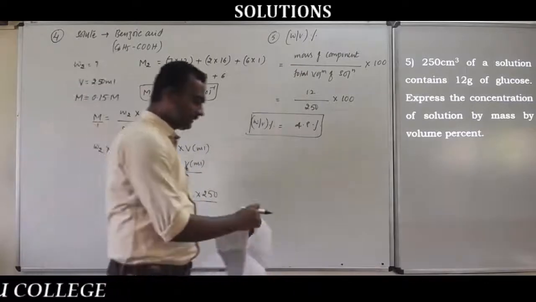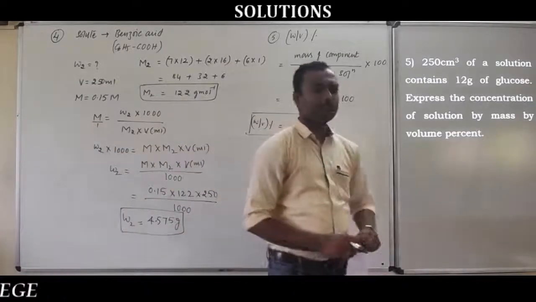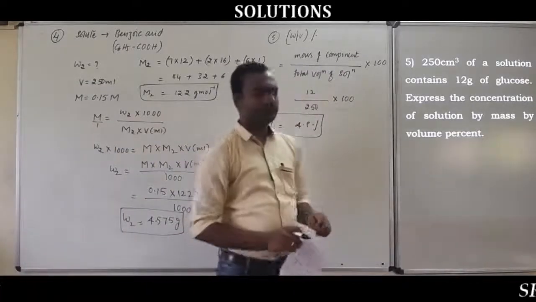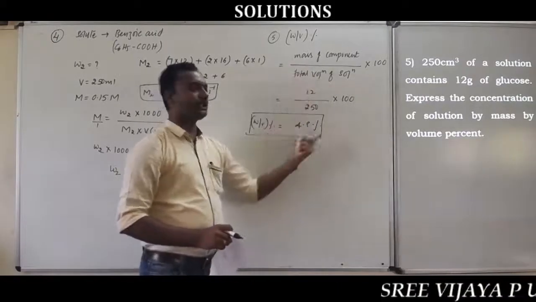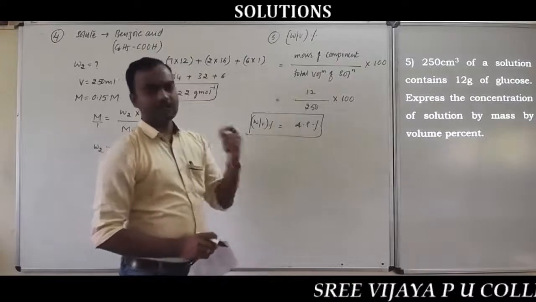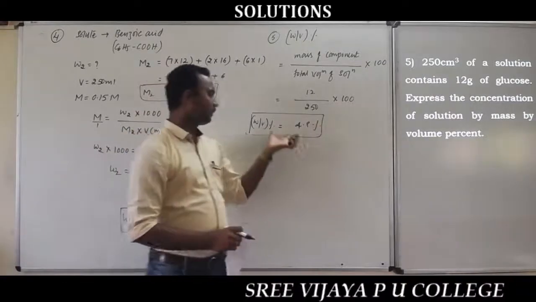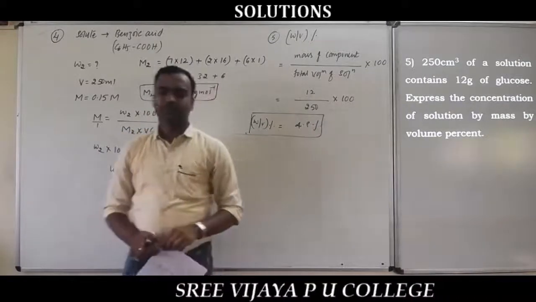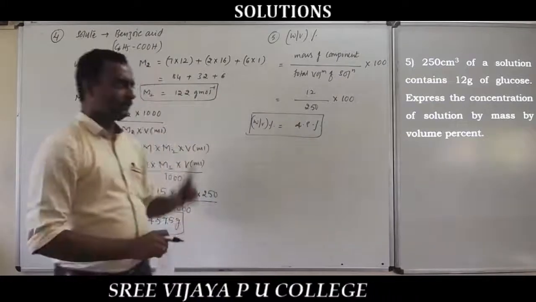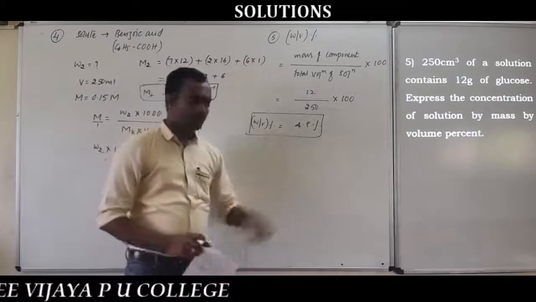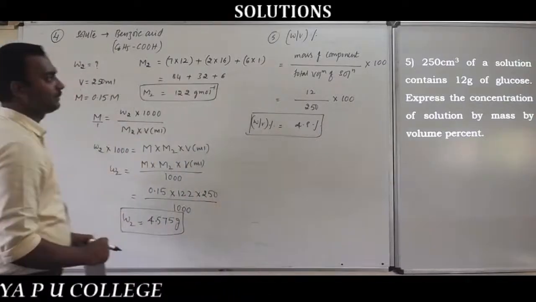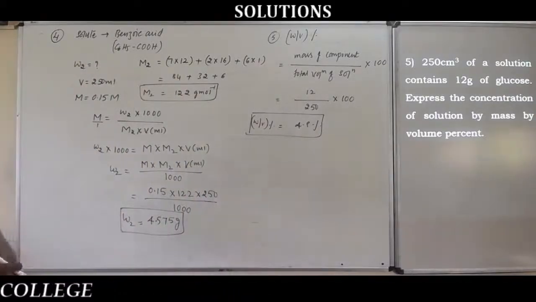Mass by volume percentage. In the same way, they can ask mass by mass percentage or volume by volume. So accordingly, you change the equation and correctly find out which component is given, how much volume is given, how much mass is given. Then you can find out the mass by volume or mass by mass or volume by volume in the given problem. So we have to calculate mass by volume percentage. That is about 4.8%. That's about question number 5.